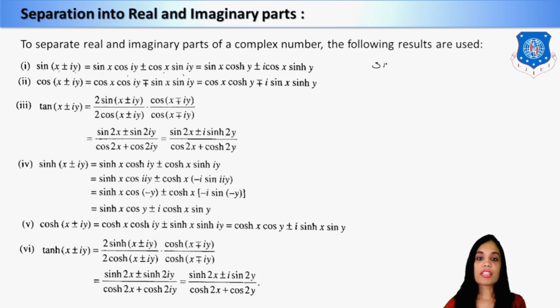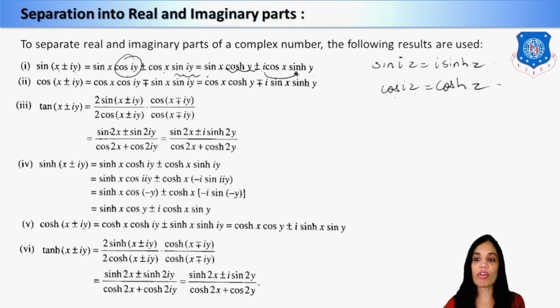What we have studied: sin iz is equal to i sinh z, and cos iz is cosh z. So whenever you have sin iy, you have to replace it by i sinh y, and wherever you have cos iy, you can see here we are replacing it by cosh y. So we are obtaining the formulas of sin of x plus or minus iy in the form of hyperbolic functions in order to separate real and imaginary parts. So this is the real part and this is the imaginary part.